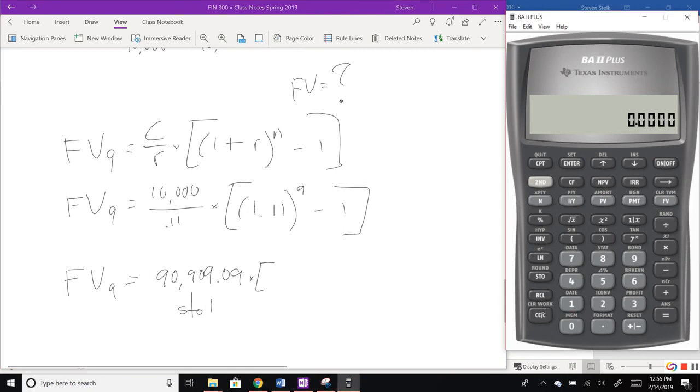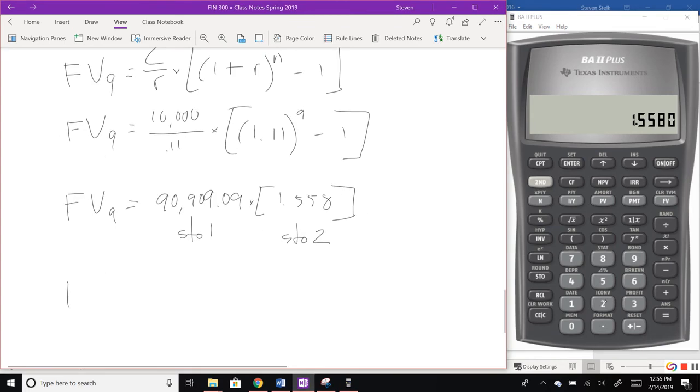Now let's work what's inside the brackets. That is 1.11 y to the x 9 minus 1 equals 1.558. I'm going to store that on the number 2 key by hitting STO 2. Now I have stored that 13 decimal version instead of the 4 decimal version.